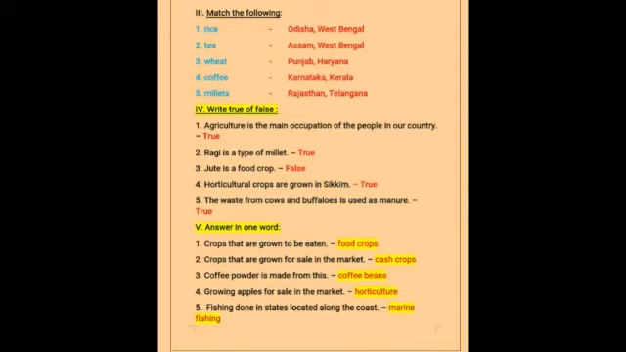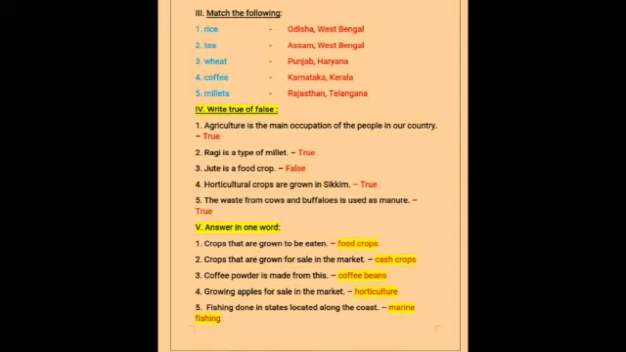Now, write true or false. Agriculture is the main occupation of the people in our country. True or false? Of course, it is true. Second one, ragi is a type of millet. Yes, true. Third one, jute is a food crop. No. Is it a food crop? Will you eat jute? No, it is false. Fourth one, horticultural crops are grown in Sikkim. Yes, true. Fifth, the waste from cows and buffaloes is used as manure. Yes, we use it for growing plants and vegetables. True.